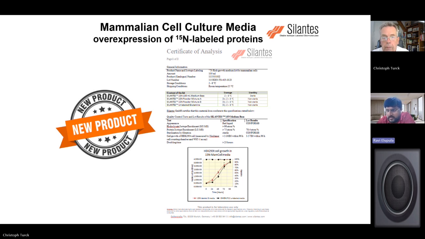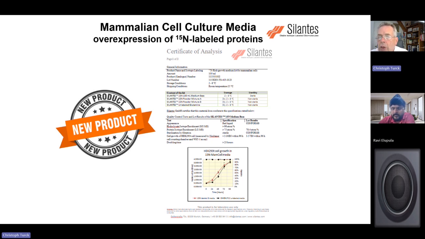The second question is: are labeled tissues from different brain regions and early developmental stages available from Silantes? Can adult labeled whole brain tissue be used as a reference for a different developmental stage or a brain subregion? Certainly, this reference you can use for anything that has to do with the mouse brain, of course.